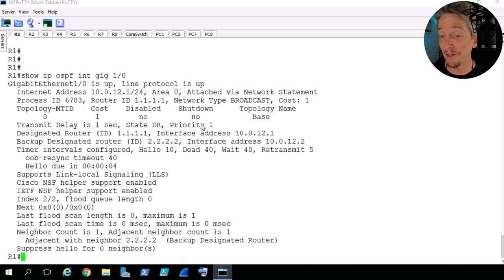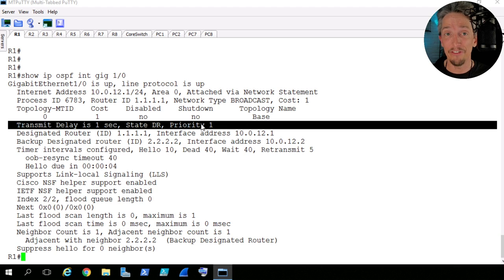Also right here, it's showing the priority. So if we had two or three routers that are going to boot up at the same time, and we wanted to control with the priority on the interface which one was going to be the DR, only if they came up at the same time, we could pick one router that we wanted to win and give it a higher priority than one. One is the default, and if we gave some other router the priority of two and then brought them both up at the same time, the one with the higher priority on the interface is going to win and be the DR regardless of the router ID.